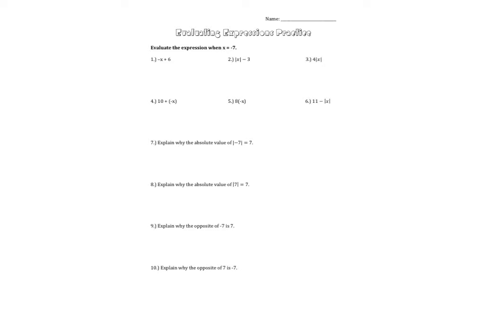All right, then what I would like you to do is take the next 5 to 10 minutes to work on this worksheet. Make sure on number 1 through 6 that you show your work, and then make sure on 7 through 10 that you write a good explanation. It could be a complete sentence or a complete thought, but make sure you really explain your answer.